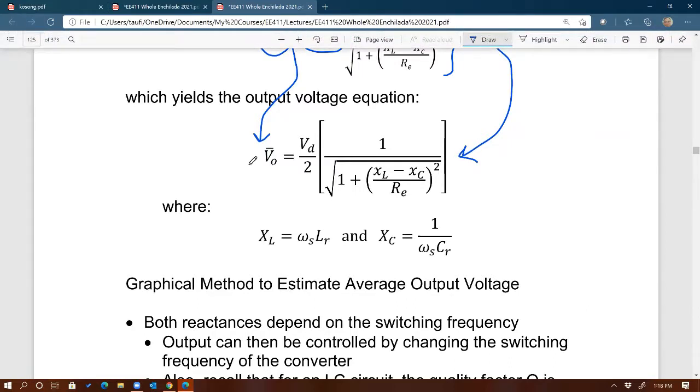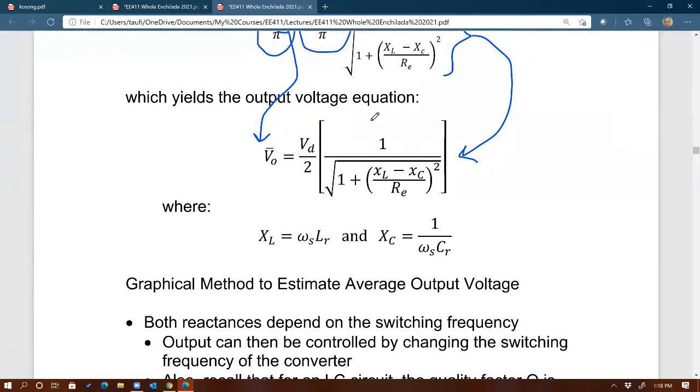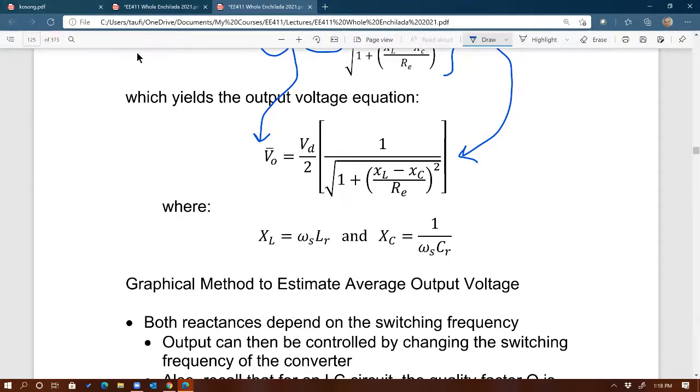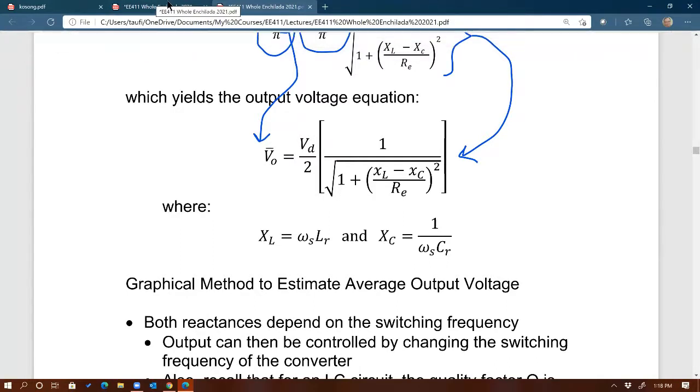All right, and so because we are using a sine wave approximation, which do you think out of the three modes, DCM, CCM1, CCM2, is going to give you a better approximation if you use this equation? Is it DCM, CCM1, or CCM2? Which one? Anybody? Probably CCM1 or CCM2 because they have a more sinusoidal output.